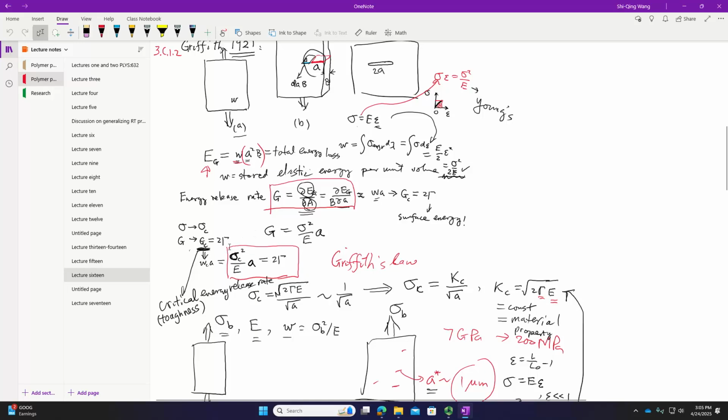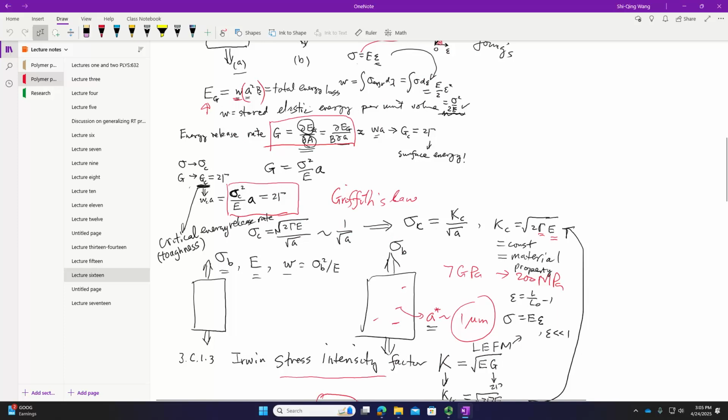So happily, they identified these two points, and then of course you get this expression in the red box. And that's Griffith's law, because if you just move A to the other side and take a square root of that, sigma becomes this, right? And that's extremely well known as Griffith's law for 100 years.